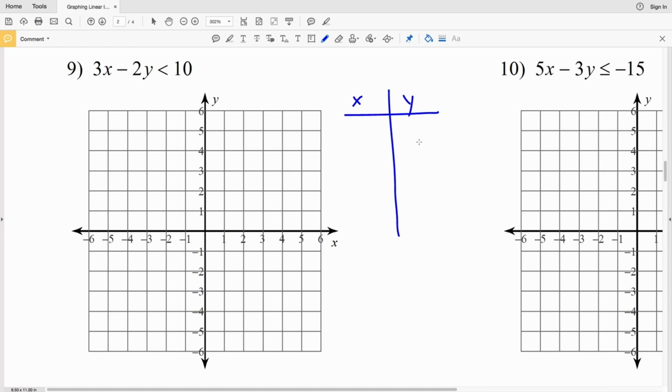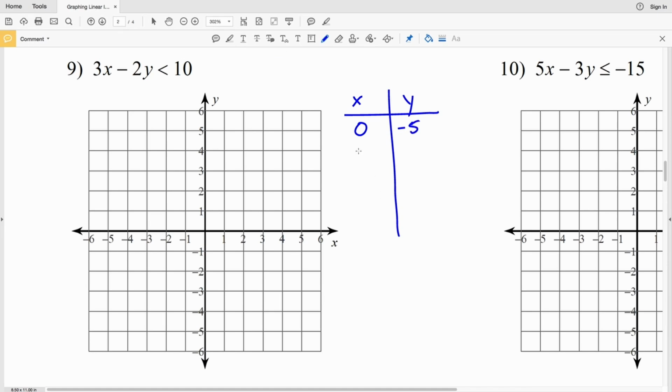So for this, I'm picking a value for x and solving for y. I want to see when x is 0, what is y. So I'm going to write this like an equation. 3x minus 2y is equal to 10. If x is 0, 3 times 0 is simply 0, so I'll be left with negative 2y equals 10. Divide by negative 2 to get that y is equal to negative 5. So when x is 0, y equals negative 5.